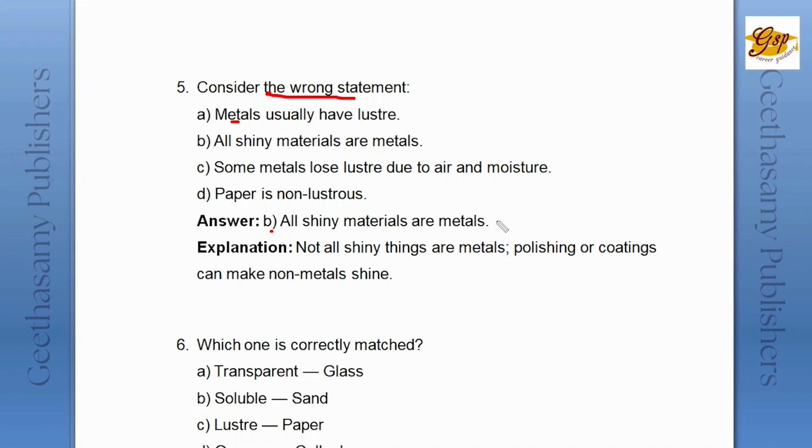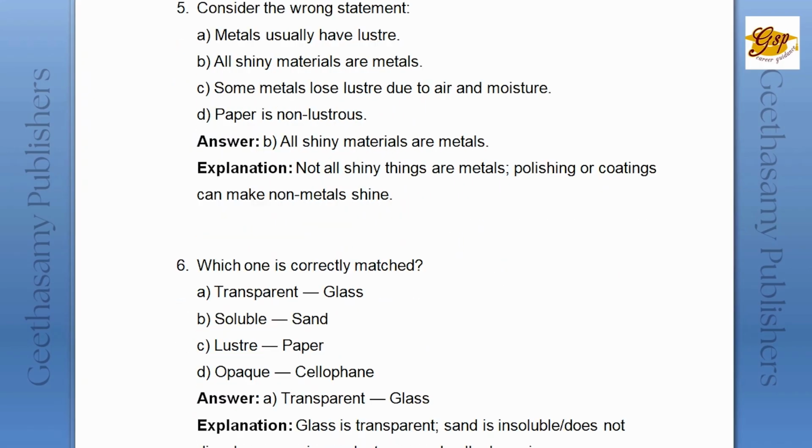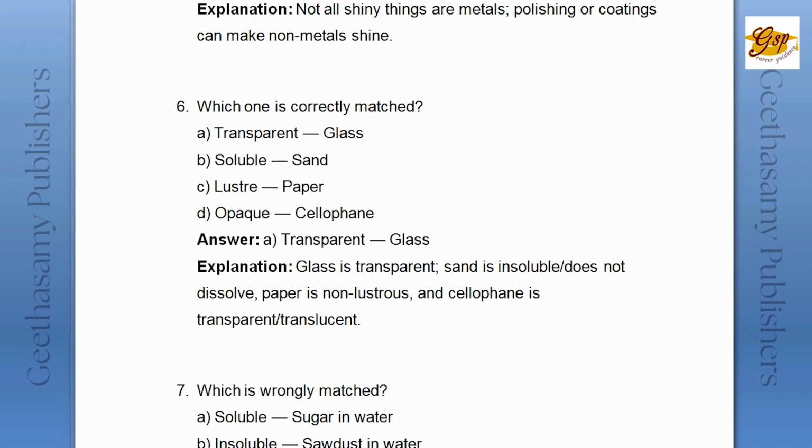All shiny materials are metals. Need not be. The explanation is that not all shiny things are metals. Polishing and coatings can make non-metals also shine. Very important. Next is the sixth question.